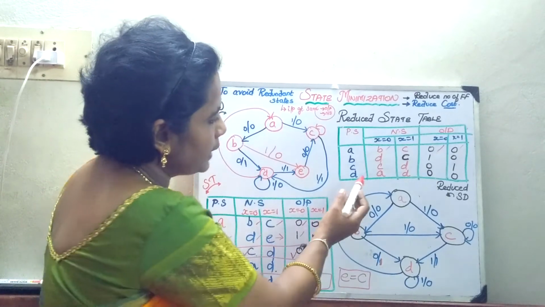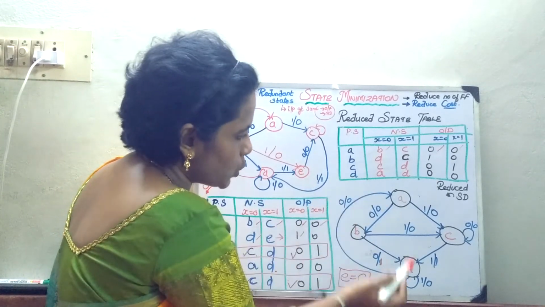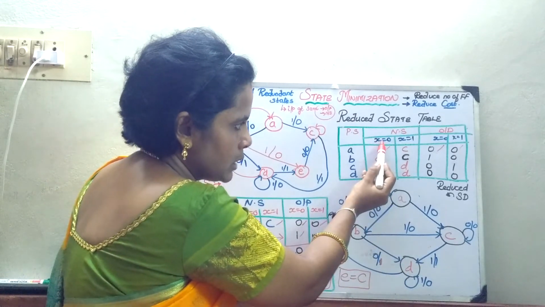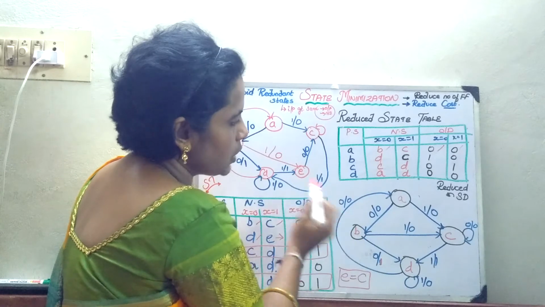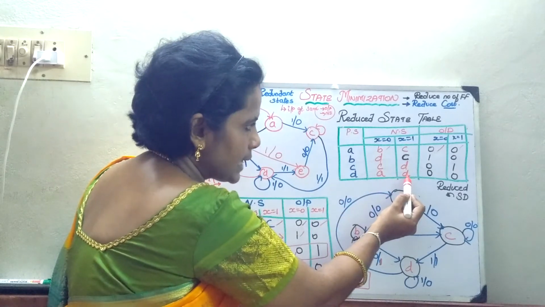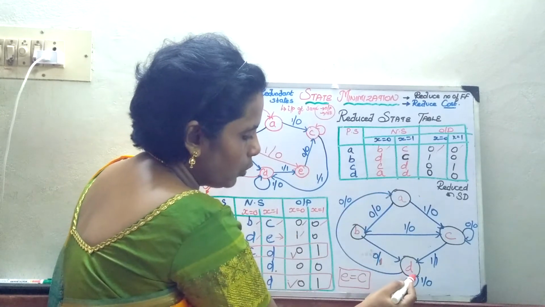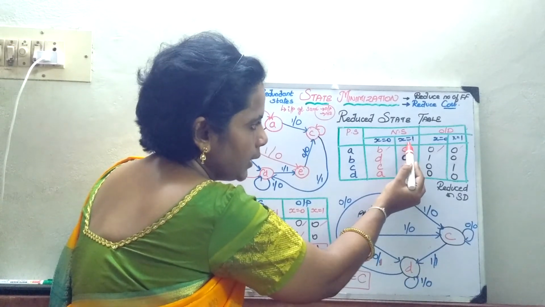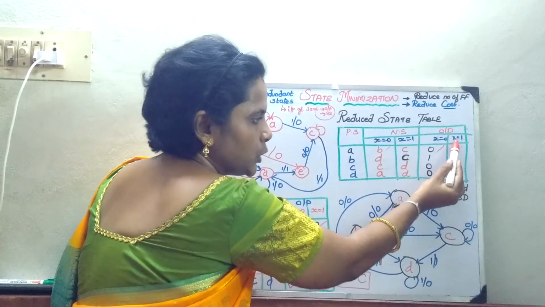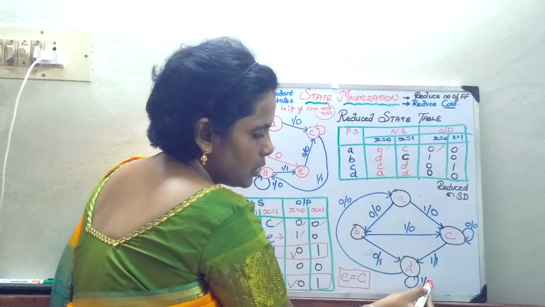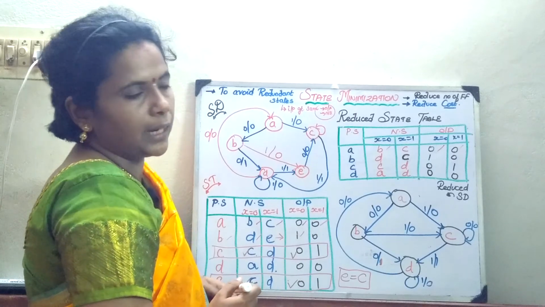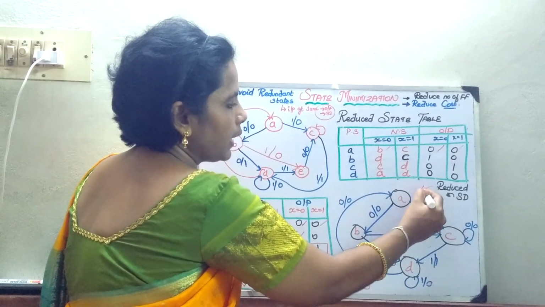So for example, in the last case, if you see, D goes to A when my input is 0 and output is 0. D goes to D itself when x is 1. When x is 1, what is your output? Output is 0. So in this way, you have to draw the state diagram, that is the reduced state diagram.